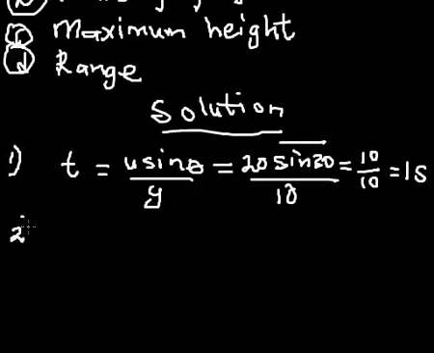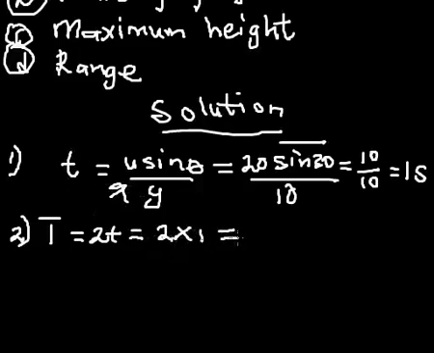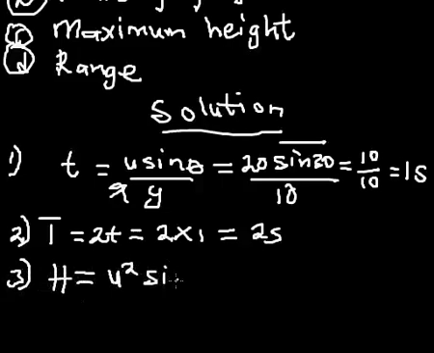Then number 2, the time of flight, remember, is always t plus t, 2t, 2 times this. That's going to be 2 times 1, that's 2 seconds. Number 3, the maximum height, that's u squared sin squared theta divided by 2g.